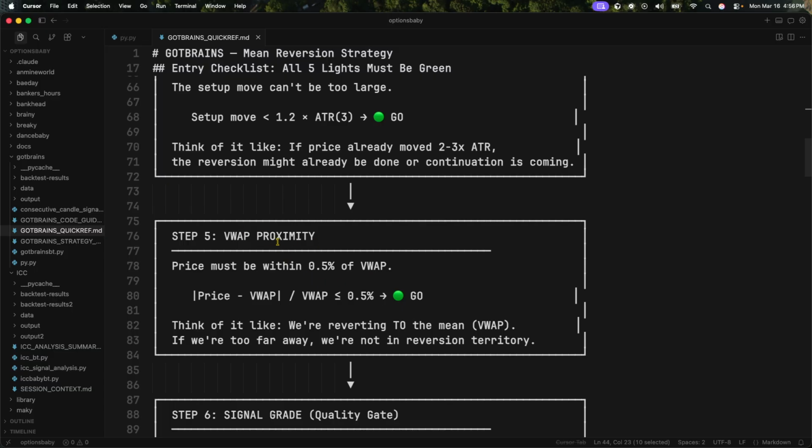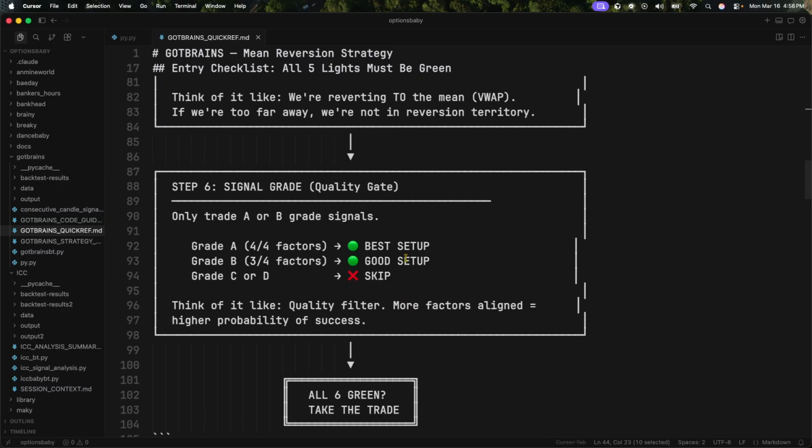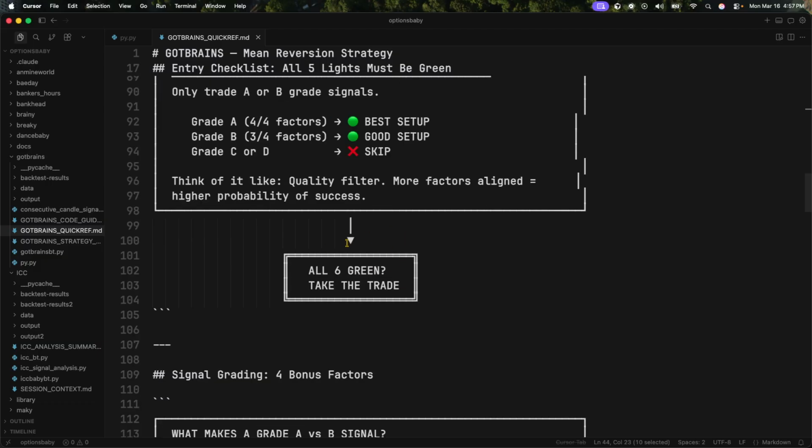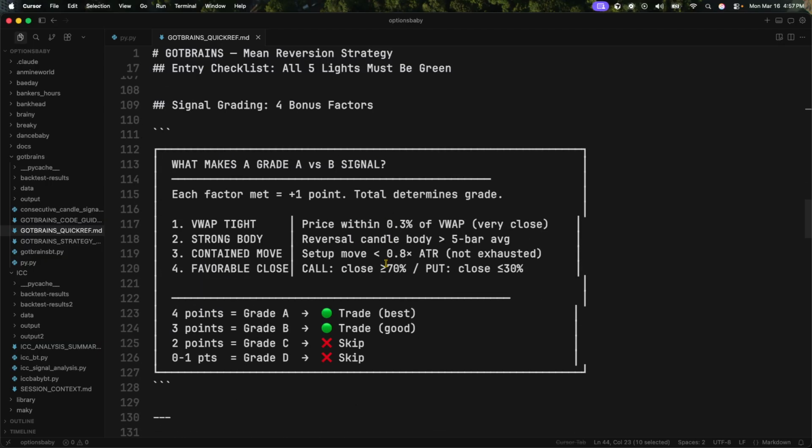And then the next thing we're going to be checking is VWAP, which is the volume weighted average price. I like to use VWAP just to make sure that I'm getting a good deal, right? If I'm paying over VWAP, that's letting me know I'm overpaying. If I'm just below VWAP, then that's where I want to be. And then we're going to have the signal grade. We only trade A and B, and then we skip C and D. And then if all 6 go, that's where we're going to have our trade.